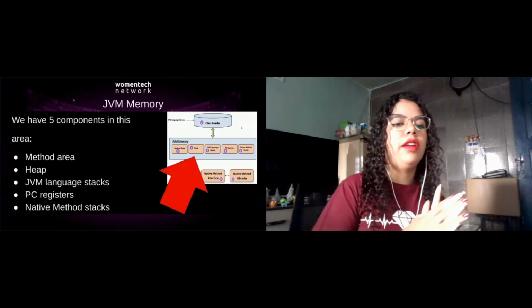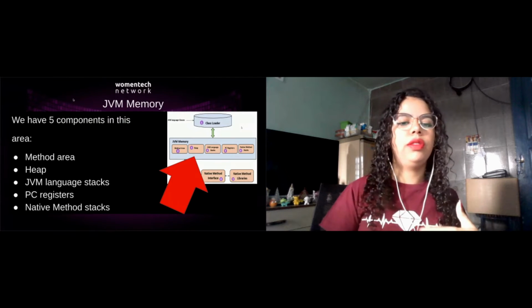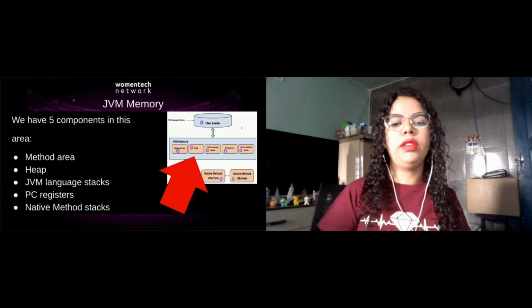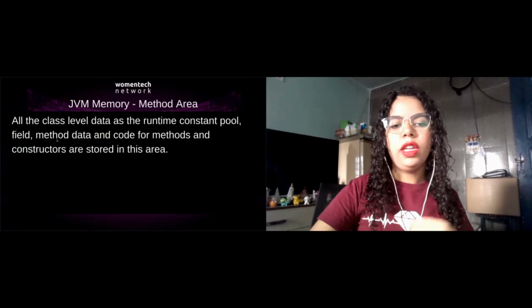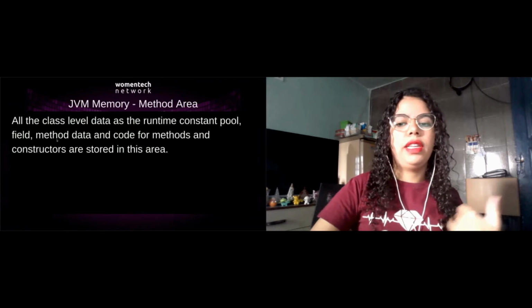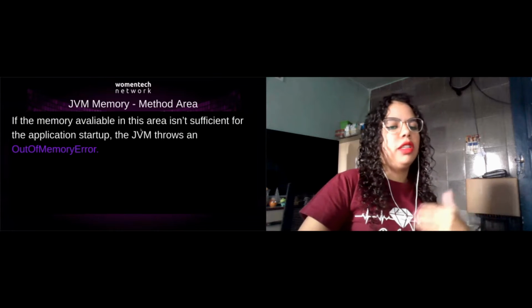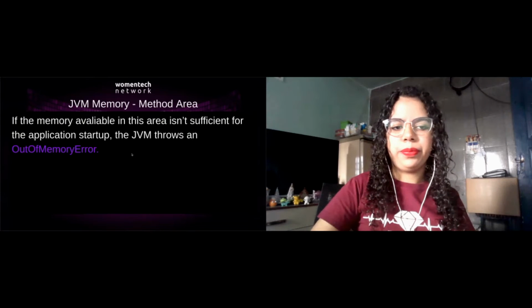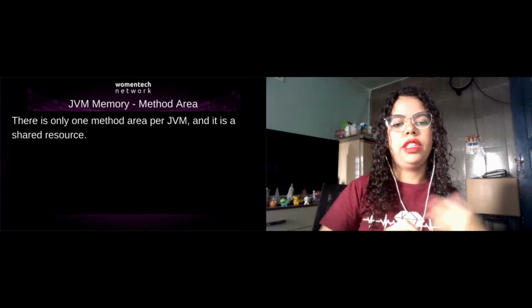In the method area, all the class level data, such as the runtime constant pool, field, method data, and code for methods and constructors, are stored in this area. If the memory available in this area isn't sufficient for the application startup, the JVM throws an error. There is only one method area per JVM. It's a shared resource.